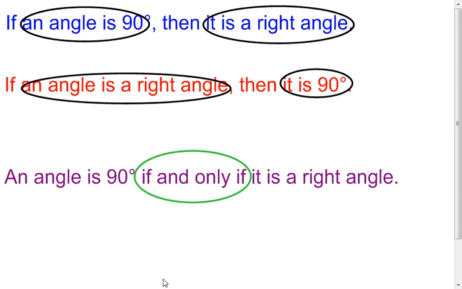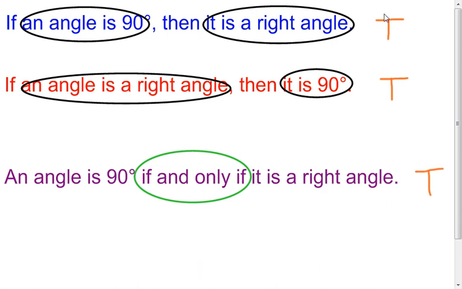Now, if you want to determine whether a biconditional statement is true or false, what we have to do is go back to our original conditional, and we have to look at this and go, is this true or false? So if an angle is 90 degrees, then it is a right angle. In this case, that's true. Then I'm going to come here to the converse. If an angle is a right angle, then it is 90 degrees. Again, that's true. So if the conditional is true and the converse is true, then the biconditional will be true.